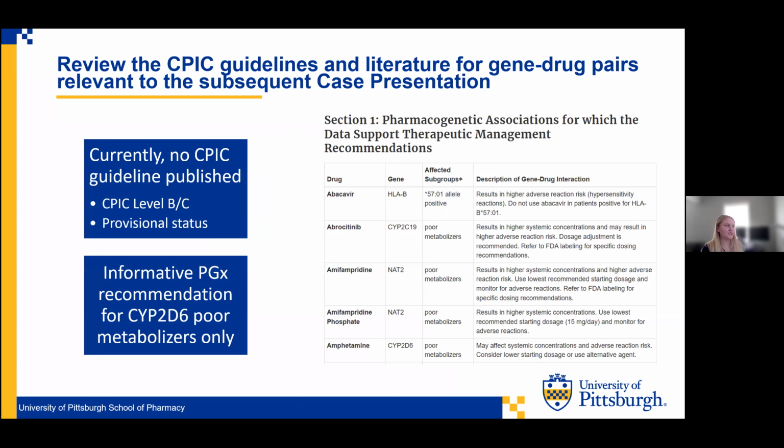And just as a brief mention, as I'm sure Dr. Berenbrok will go over during the case presentation, in our clinic, we use CPIC recommendations. However, there is still the FDA table of pharmacogenetic associations. And I just wanted to briefly put this in here. There is a recommendation for amphetamine, but this is more informative for CYP2D6 poor metabolizers only. So within CPIC, it's only a level BC with provisional status, so we wouldn't use it in our clinic, but just wanted to bring your attention to the fact that there may be some recommendations outside of CPIC alone.